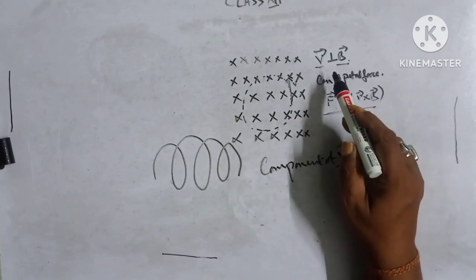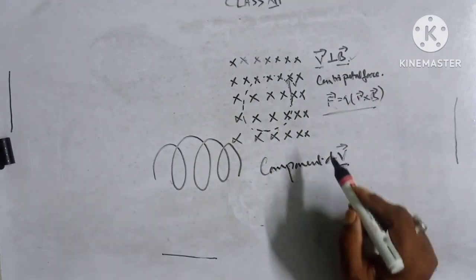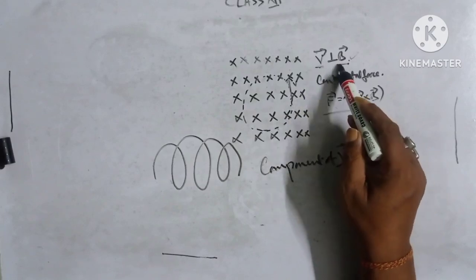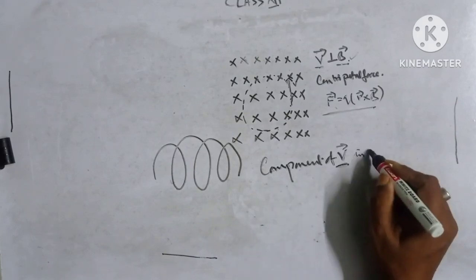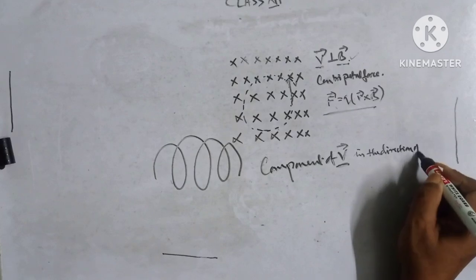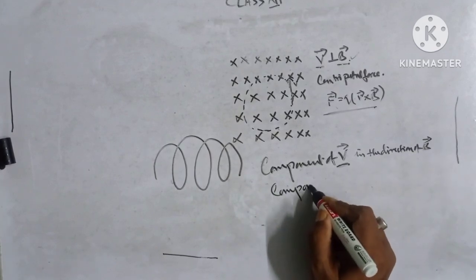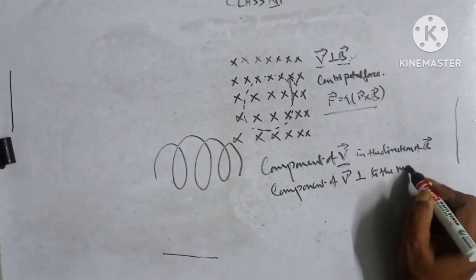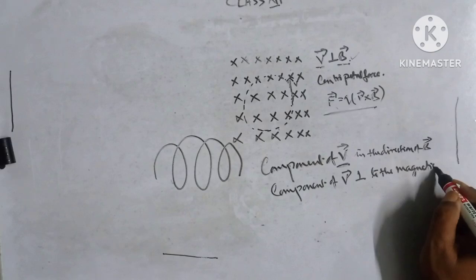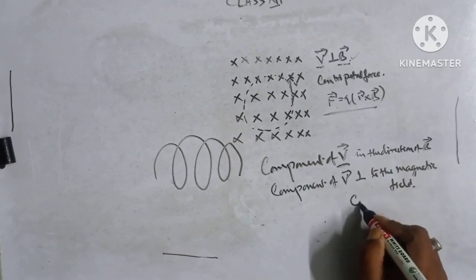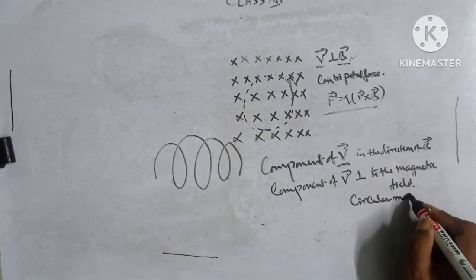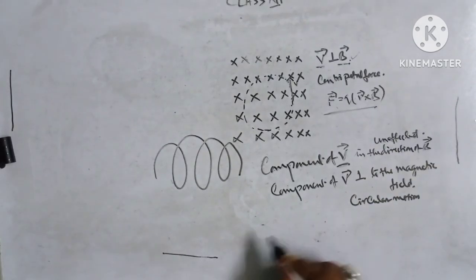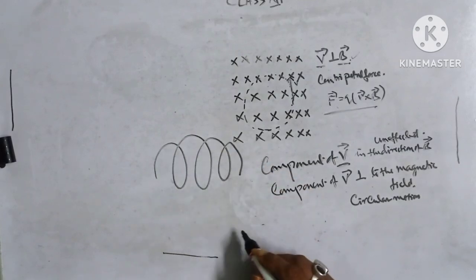Now if the velocity component of V is along the magnetic field B, then that component will be unaffected. One component of V is in the direction of B, and another is the component of V perpendicular to the magnetic field. The perpendicular component will form circular motion, and the parallel component will remain unaffected. So what do we find here? That the resultant motion will be a helical motion of the charge.